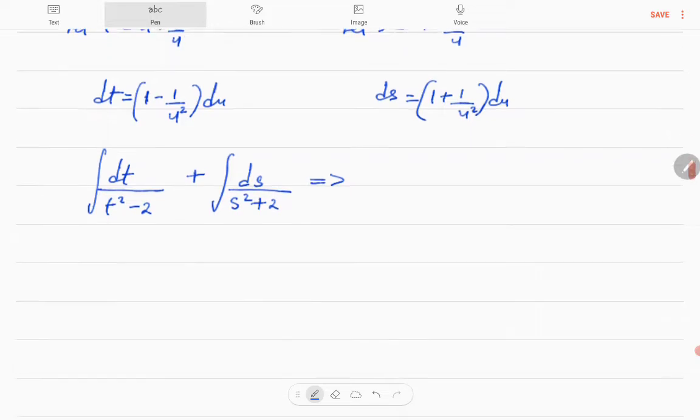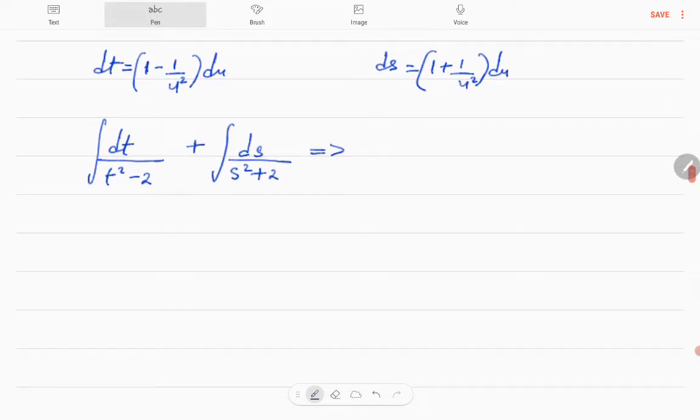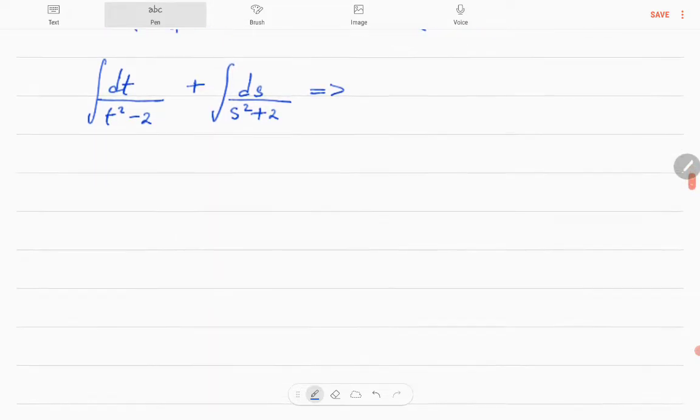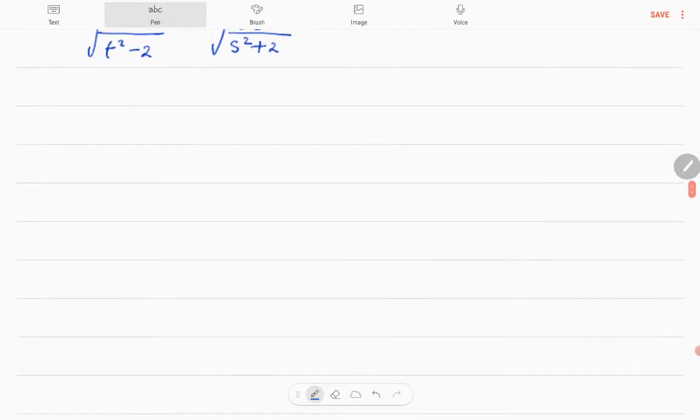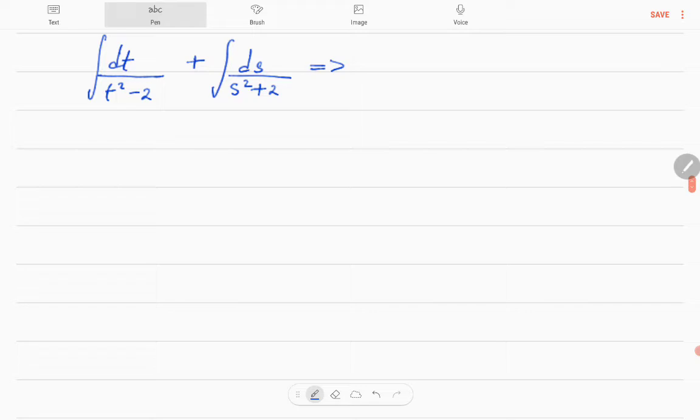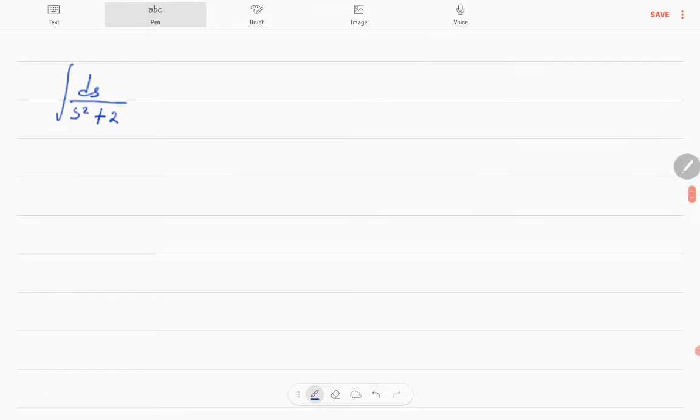So we are going to find the integral of dt divided by t squared minus 2 and ds divided by s squared plus 2. So I'm going to be integrating them separately. So for the second first, I have ds divided by s squared plus 2.